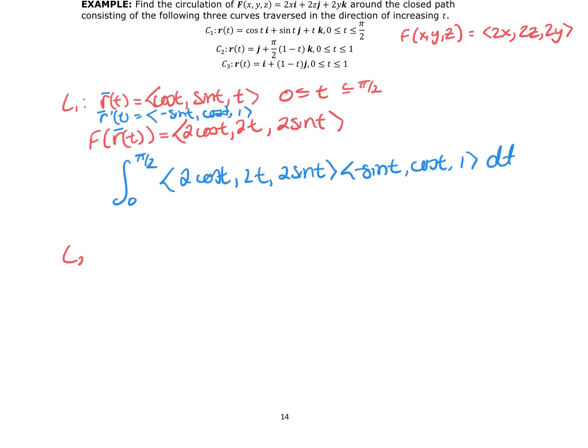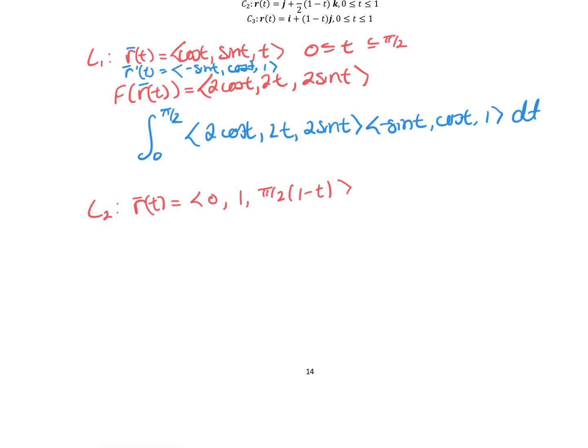So C sub 2. My r of t is given as pi over 2 multiplied by 1 minus t, and then, pay attention, my i is 0, so this will be 0. And then my j is 1, so 1, and then my last one, k, is pi over 2 multiplied by 1 minus t.